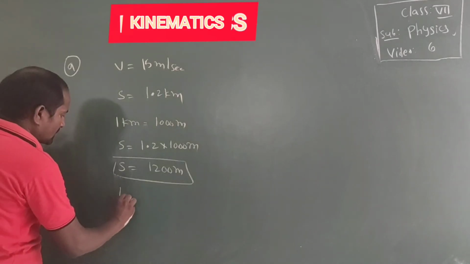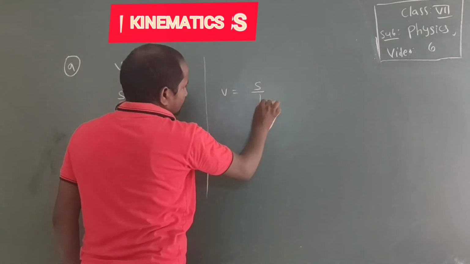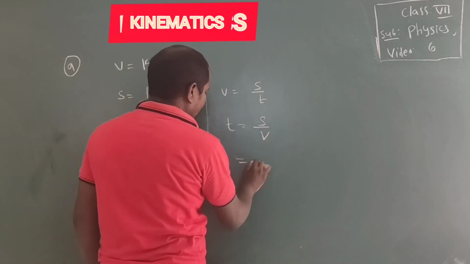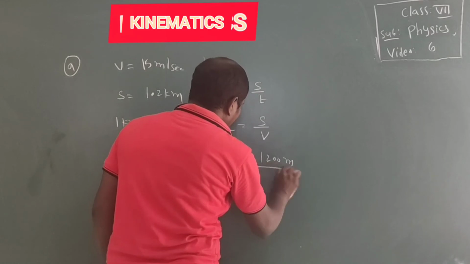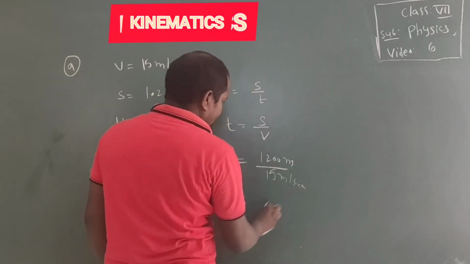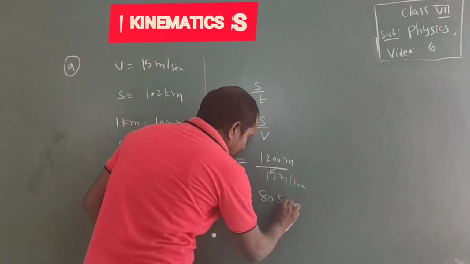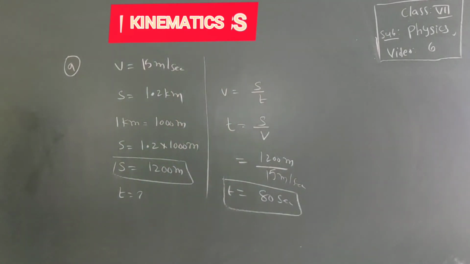Then t equal to how much? So V equal to S by t, t equal to S by V. What is S here? 1200 meters by V, 15 meter per second. That equal to 80 seconds. So t equal to 80 seconds.